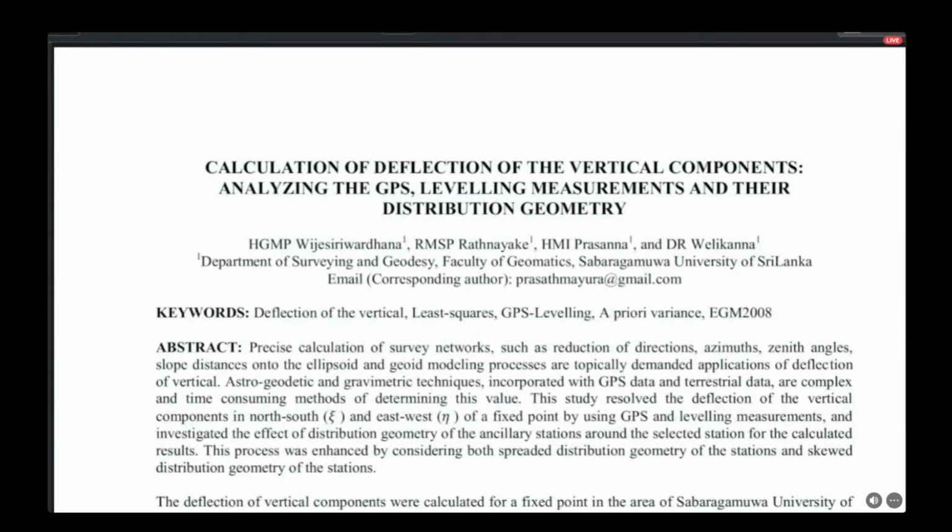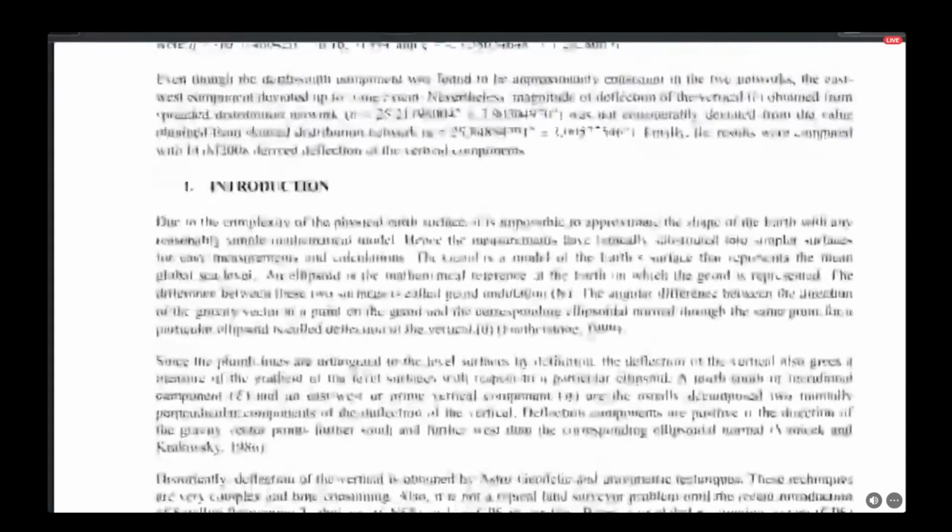And just so we know what kind of margins we're talking about here, when people try to dismiss it, saying, well, you don't have to worry about the deflection of the vertical. No, I already accounted for it. Well, here's about what we're talking about. This is a paper, surprise, surprise, studying the amount of deflection of the vertical and the effect on leveling measurements and the distribution geometry. So they can't bullshit their way out of it.